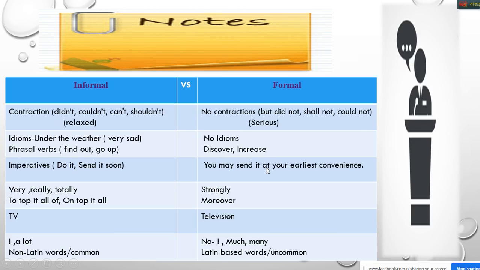Okay, don't do it in a formal letter. Words like "very," "really," and "totally" you can write in an informal letter, but you cannot write them in a formal letter. In place of these expressions, you can write "strongly." Okay, to top it all off, the same thing.